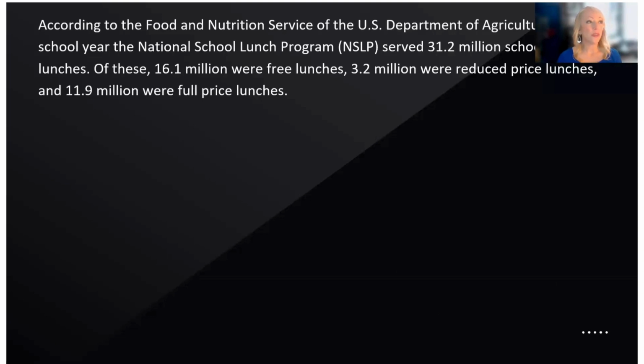Okay, let's put this process into practice. According to the Food and Nutrition Service of the U.S. Department of Agriculture, in one school year, the National School Lunch Program served 31.2 million school lunches. Of these, 16.1 million were free lunches, 3.2 million were reduced price lunches, and 11.9 million were full price lunches.